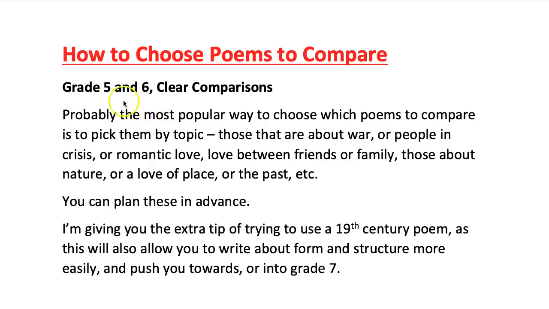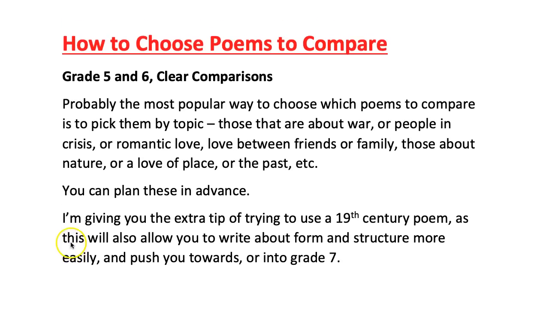Okay, well, at grades 5 to 6, the words clear comparisons appear in the mark scheme. So probably the most popular way to choose which poems to compare is to pick them by topic, whichever cluster you're doing. So for example, you would put those about war together, or those about people in a crisis together, or those about romantic love and so on, love between friends and family, those about nature or love of place or the past.